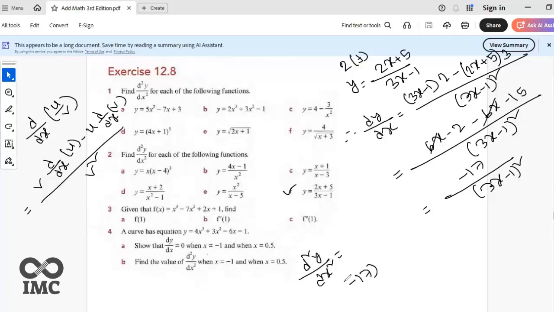Minus 17 into (3x minus 1) to the power minus 2. So we can write minus 2 into (3x minus 1) to the power minus 2 minus 1, into 3, minus 2. So at last we will get 17 into 34 by (3x minus 1).